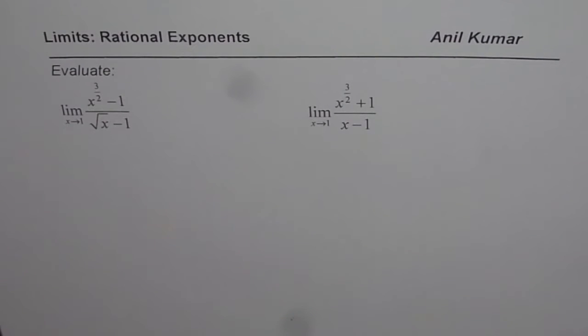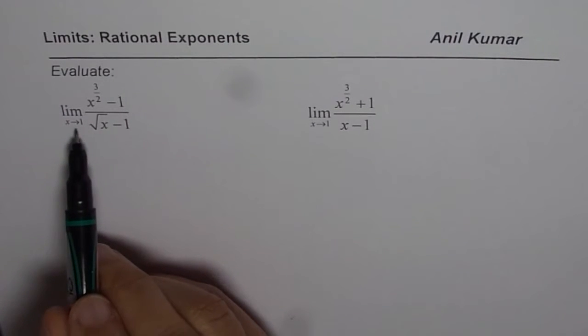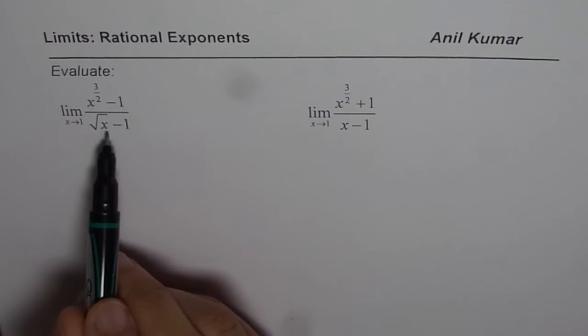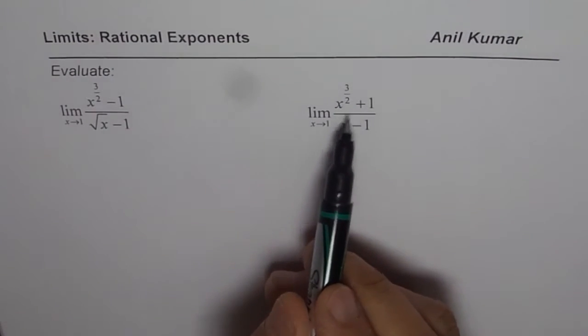I'm Anil Kumar, and in this video we will understand how to find limits of functions involving rational exponents. Here we have two examples which are very similar, and I hope they will help you to understand and implement the method. The question is to find the limit of the function where x approaches 1. The function is (x^(3/2) - 1) divided by (square root of x - 1). The other one is similar with minor difference.